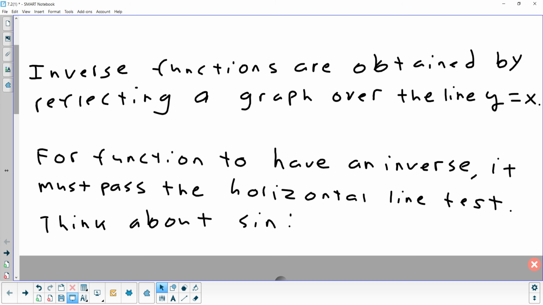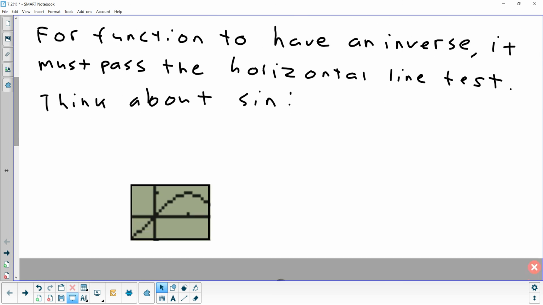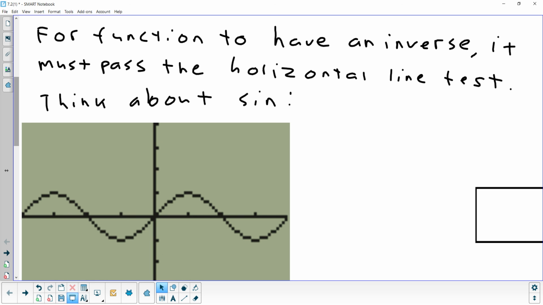Okay. So for a function to have an inverse, it must pass the horizontal line test. And we just saw, this is the graph of sine, just done with a calculator. This graph fails the horizontal line test. But we know trig functions have inverses, right? There is such a thing as inverse sine, inverse cosine. So how are we going to do that if I'm telling you that this graph fails the horizontal line test?